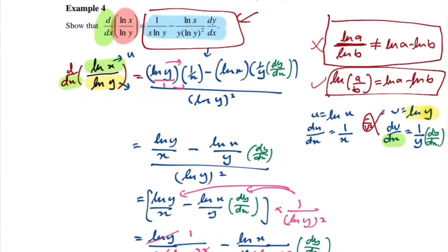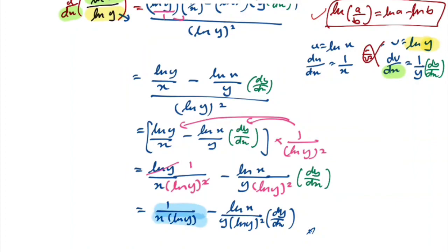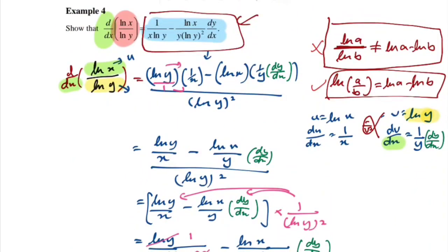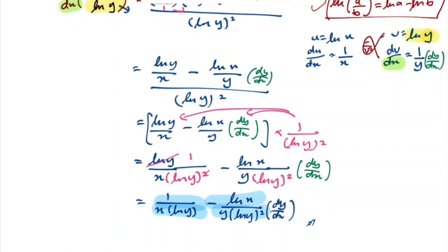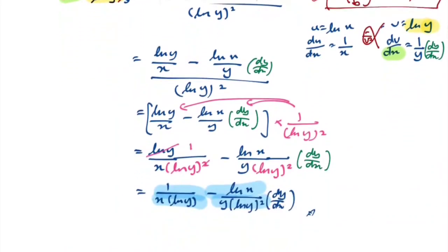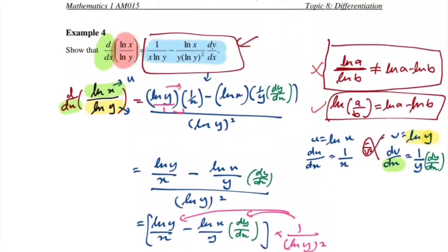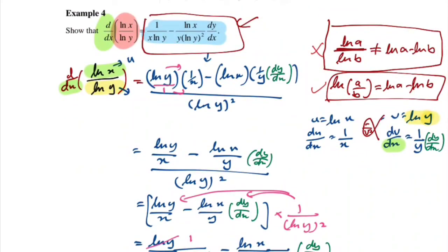We have the same term in front, and then we have minus ln x over y ln squared, multiply with dy over dx. So we have exactly the same form as the one that we want to show. So that's your final answer, and just stop until there.